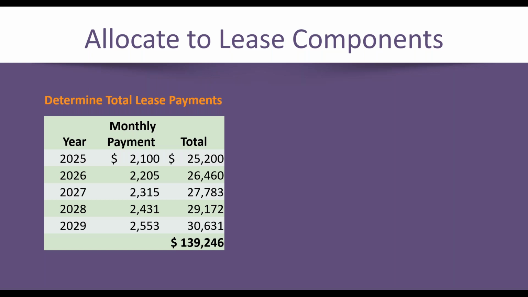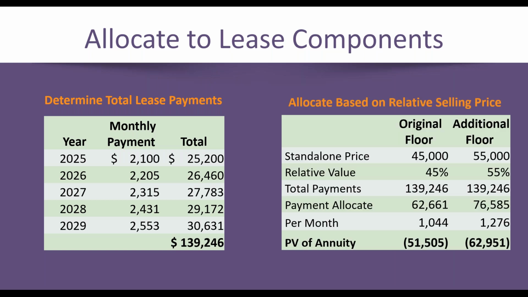Well, what do we do with this $139,000? Well, we have 2 floors. We're going to have to take it and allocate it to the 2 floors, and we're going to do it based upon that standalone price. And so you see we have the original floor had a standalone price of $45,000. The additional floor had $55,000. The math works out really nice for this example, and that's a 45-55% split.